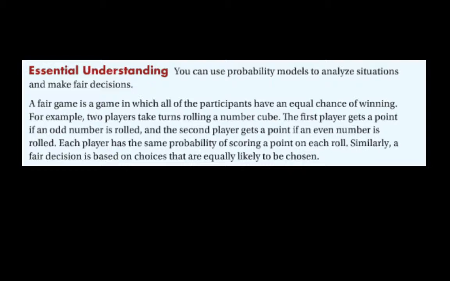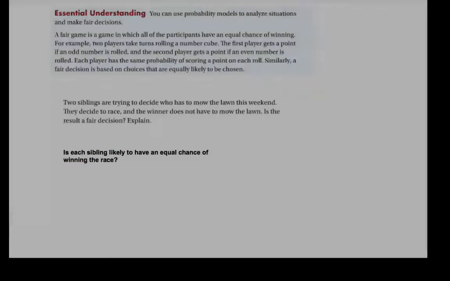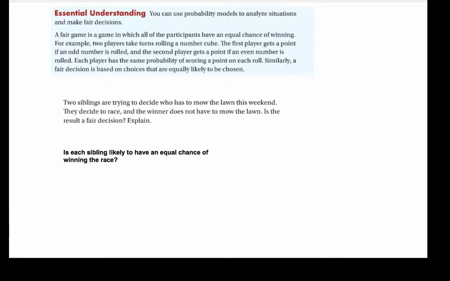Like we said, a fair game is a game in which all of the participants have an equal chance of winning. For example, two players take turns rolling a number cube, or a die. The first player gets a point if an odd number is rolled, and the second player gets a point if an even number is rolled. Each player has the same probability of scoring a point on each roll, so we call that a fair game. Similarly, a fair decision is based on choices that are equally likely to be chosen. So let's look at an example here.